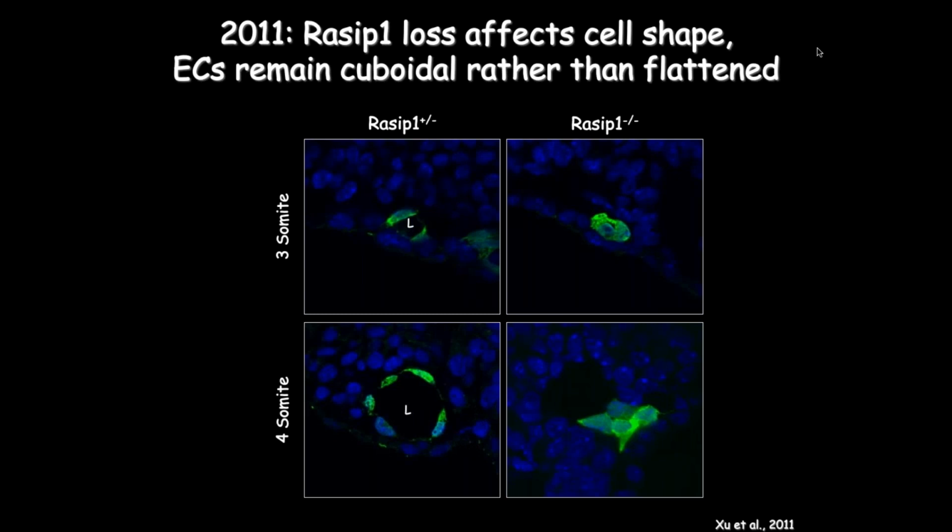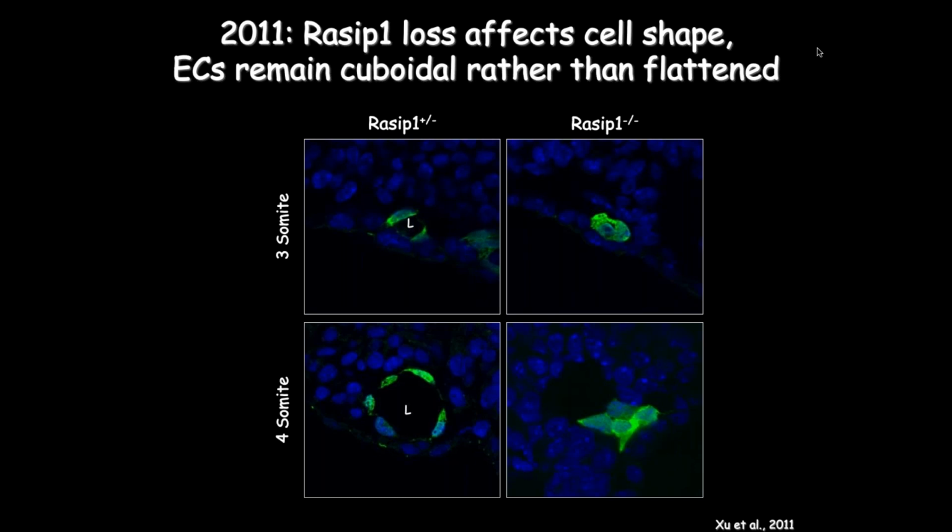And on the left-hand side, you see an early stage aorta. On the bottom, you see a late stage aorta. It's getting bigger. There's more endothelial cells. And in the RAS-IP1 mutant, there seemed to be no problem in proliferation. There was no problem in patterning. However, they never acquired this beautiful open central lumen.